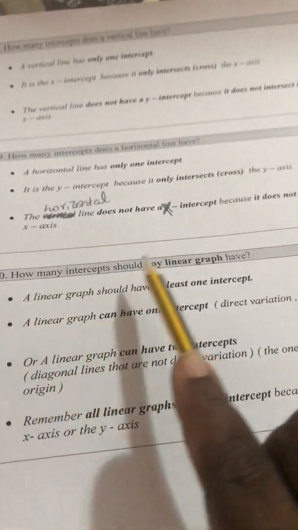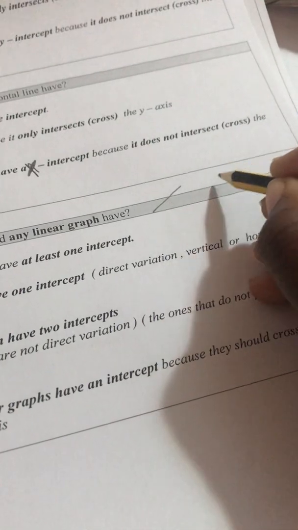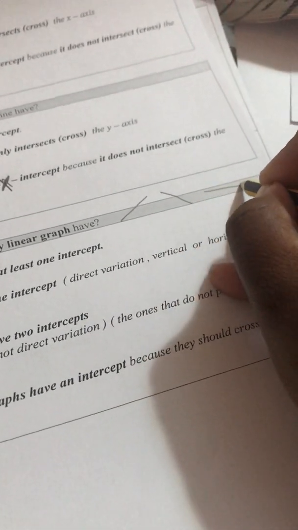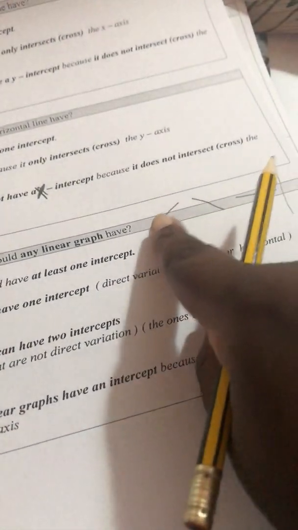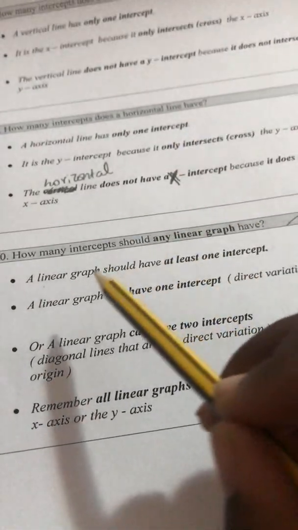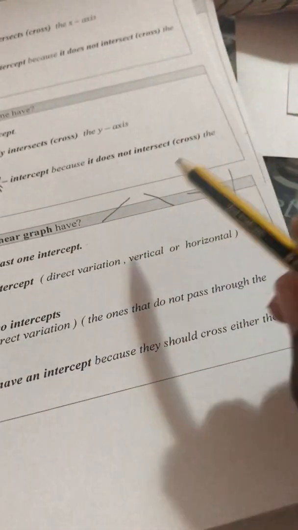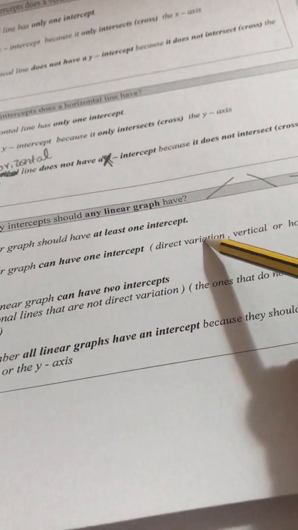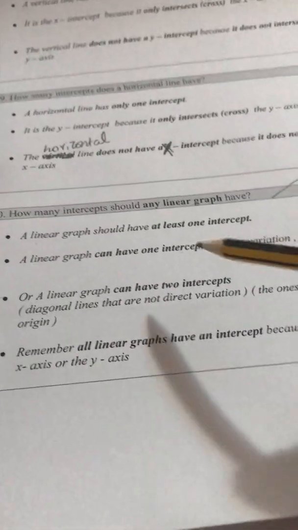Now, how many intercepts should any linear graph have? Any linear graph, diagonal up, diagonal down, horizontal, vertical. A linear graph should have at least one intercept. A linear graph can have one intercept. Which ones? Direct variation, vertical, or horizontal. Why did I say direct variation has one intercept? Because it is at the same place. It's the same number, okay?